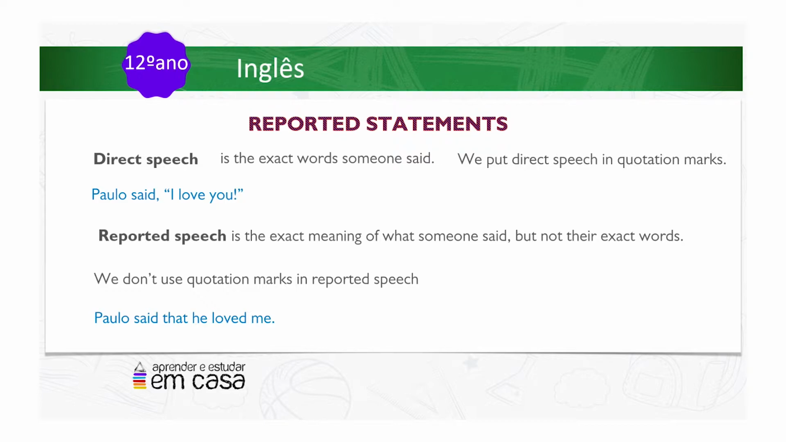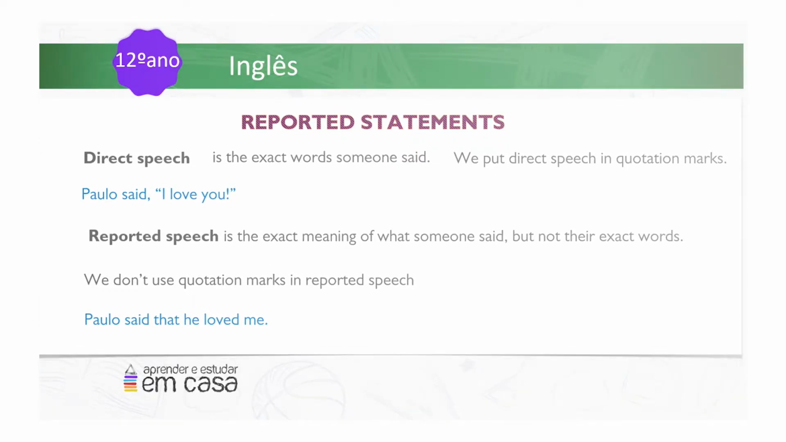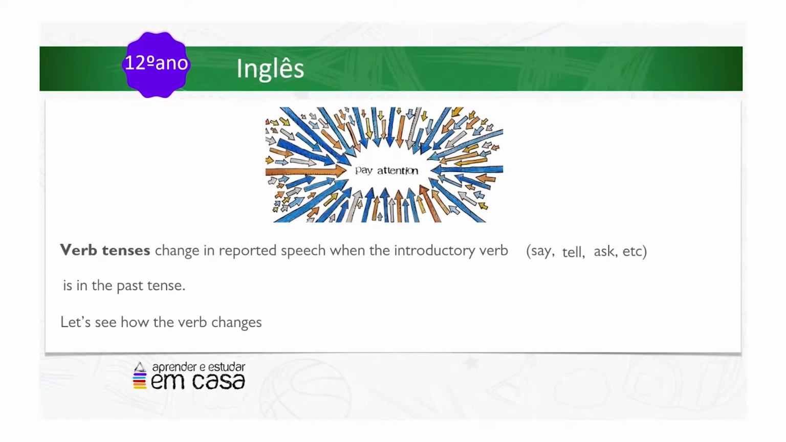So you see here, Paulo said, "I love you." Because these are Paulo's exact words, they are between quotation marks. And that is direct speech. And here we have, Paulo said that he had loved me. The meaning is the same, but this is me saying what he said. There's no quotation marks. Okay?